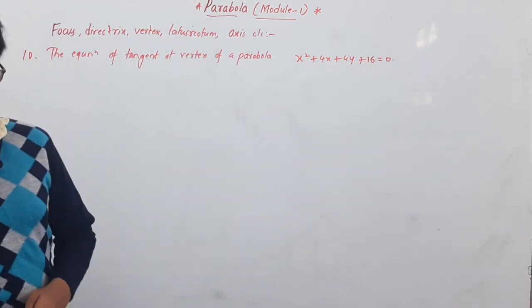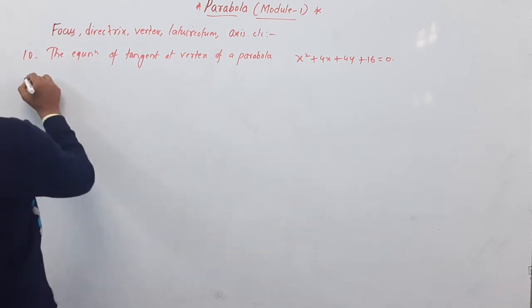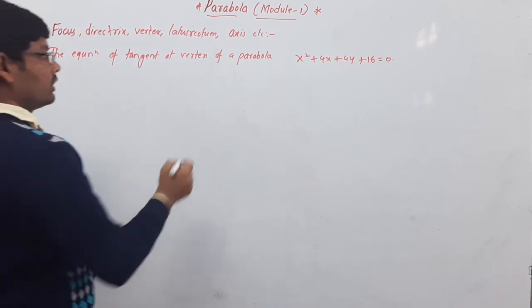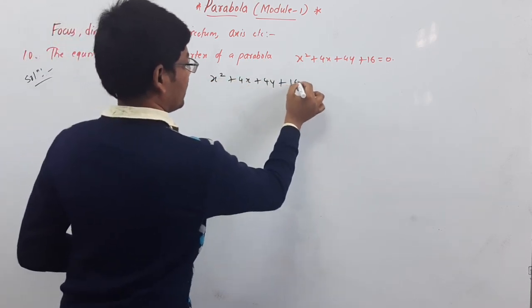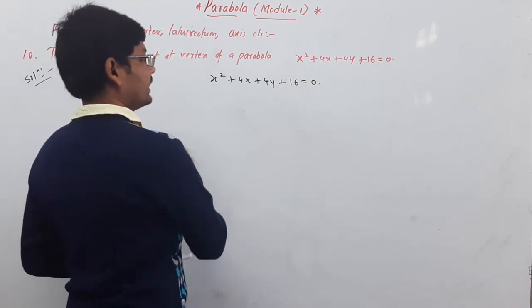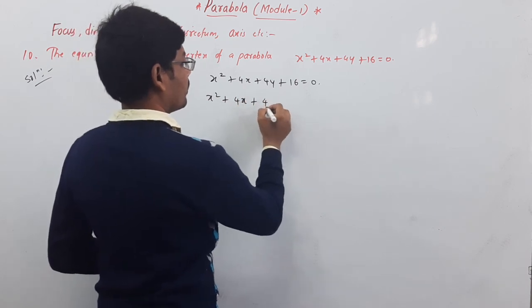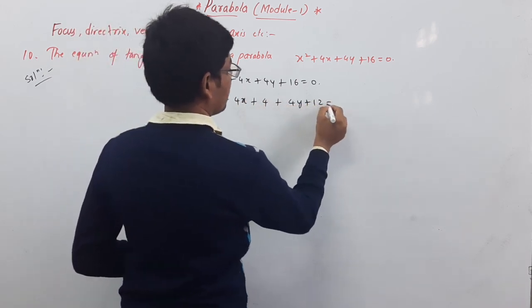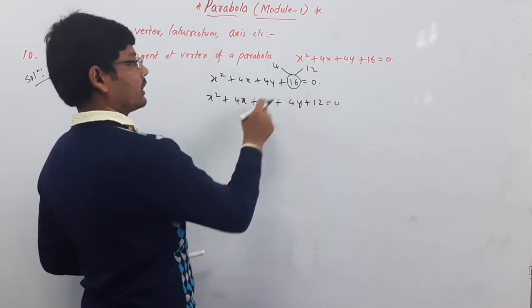If you look at this question, the question is the equation of tangent at vertex of a parabola x square plus 4x plus 4y plus 16 is equal to 0. And the solution for this one is: given equation is x square plus 4x plus 4y plus 16 is equal to 0. Can I write this as x square plus 4x plus 4 plus 4y plus 12 is equal to 0. I am separating this 16 as 4 and 12, writing this 4 here and 12 here.